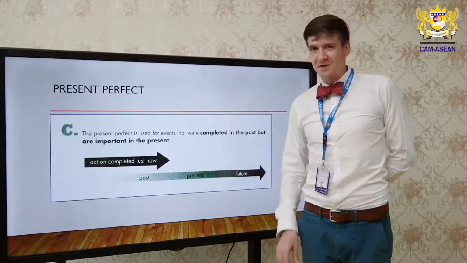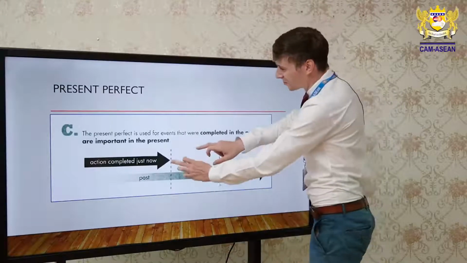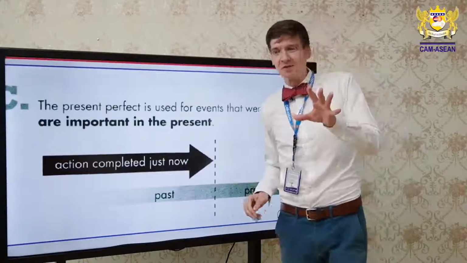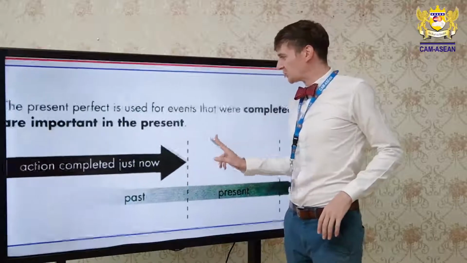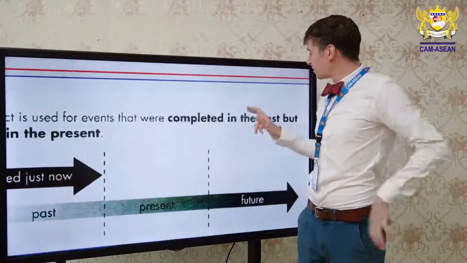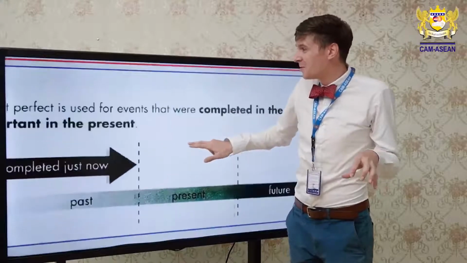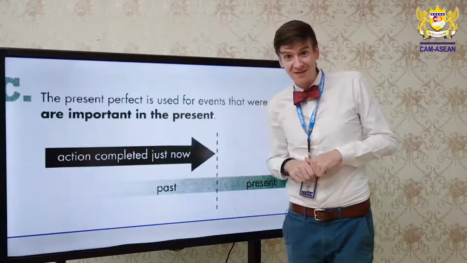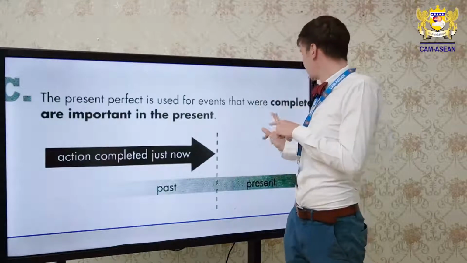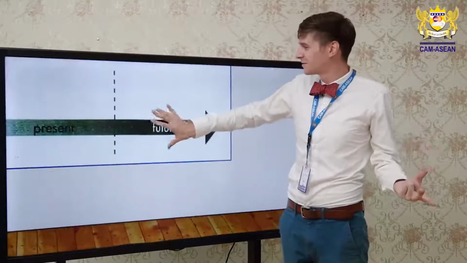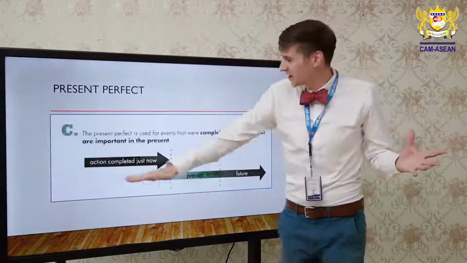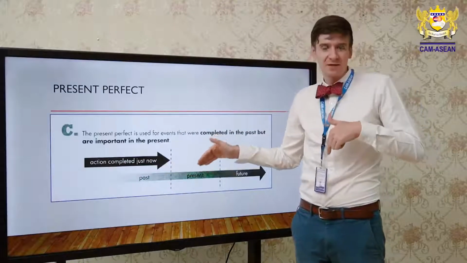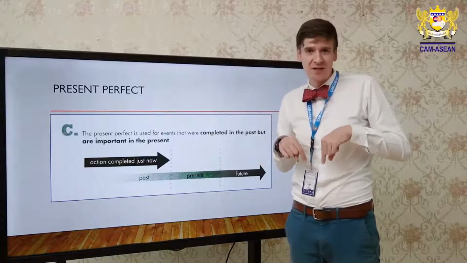Okay. There is one more thing here. One more situation. I'm going to read it to you. The present perfect is used for events that were completed in the past, but are important now in the present. Something was done in the past, an action completed just now, but it's important to the present, like it's important now.